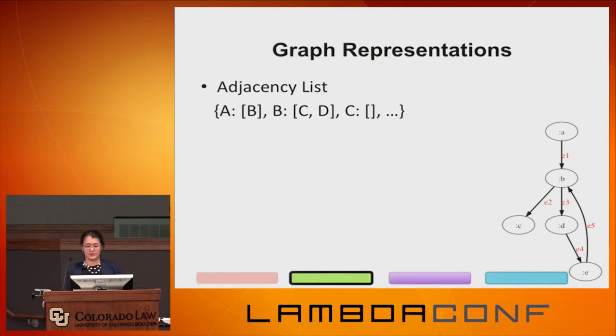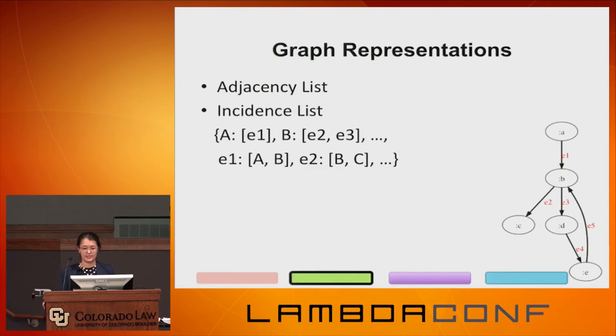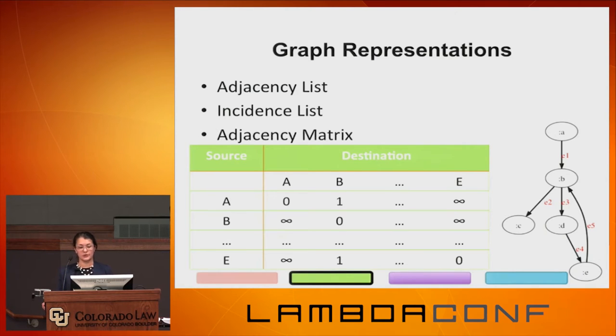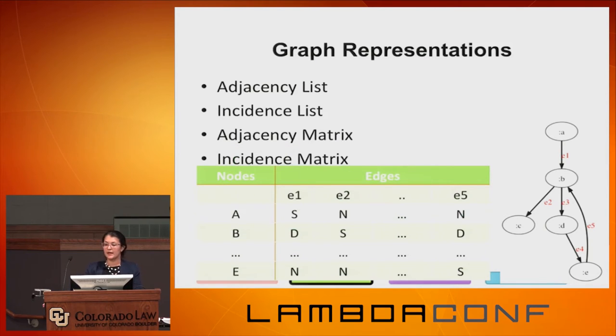You could use an incidence list, in which each vertex stores its incident edges, and each edge stores its incident vertices. You can also use an adjacency matrix, where the rows are the source nodes and the columns are the destination nodes. In the cell at the intersection, you would put zero if it's from the node to itself, and then one if there is an edge, since we have an unweighted graph, we'll say the cost is one if there is an existing edge, and the cost is infinity if there's no edge between two nodes. We can also use incidence matrices, where rows are still nodes and columns are edges, and at the intersection we put whether the node is a source, a destination, or non-existent in the edge.